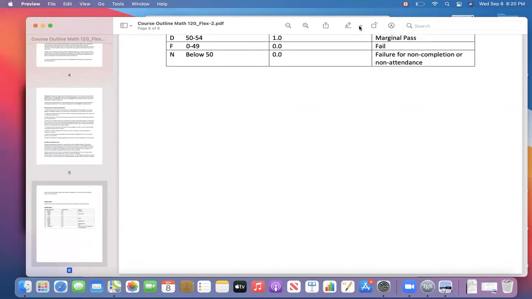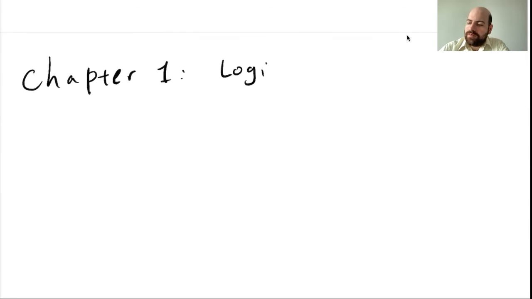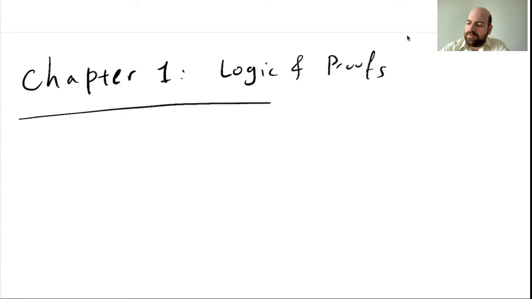Okay, so I'm going to stop sharing here, and we can start the first chapter. So let's start with the very first chapter. Chapter 1, logic and proofs. We'll start with the first section, which is about propositions.